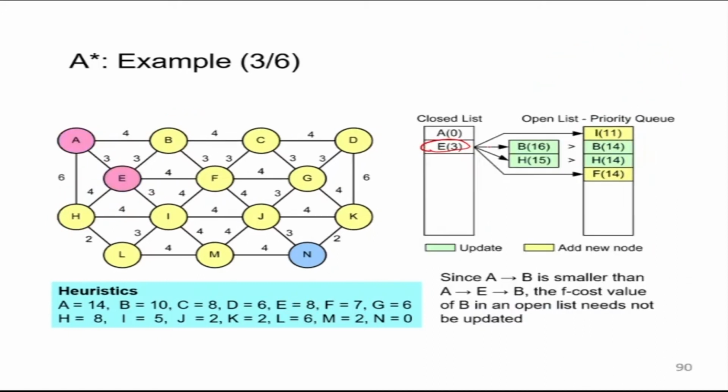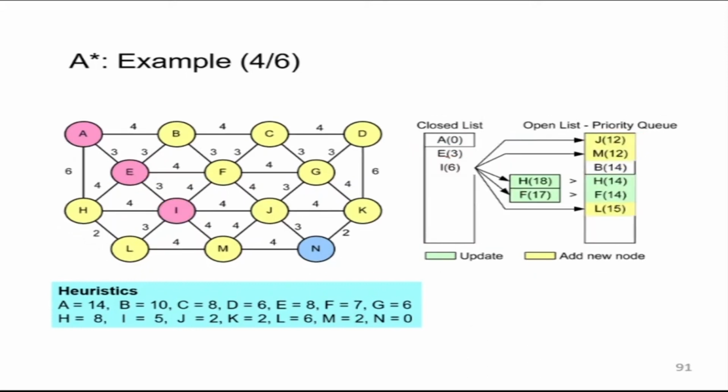So E has come here. Now E is connected to what? E is connected to F and I, and B and H are there from before. So I'm adding F and I to this queue now. Now out of this, the cost is least for I. So next I will come there. This is how I'm expanding. So I comes here. Now I is connected to J and M, and this side is connected to L and F.